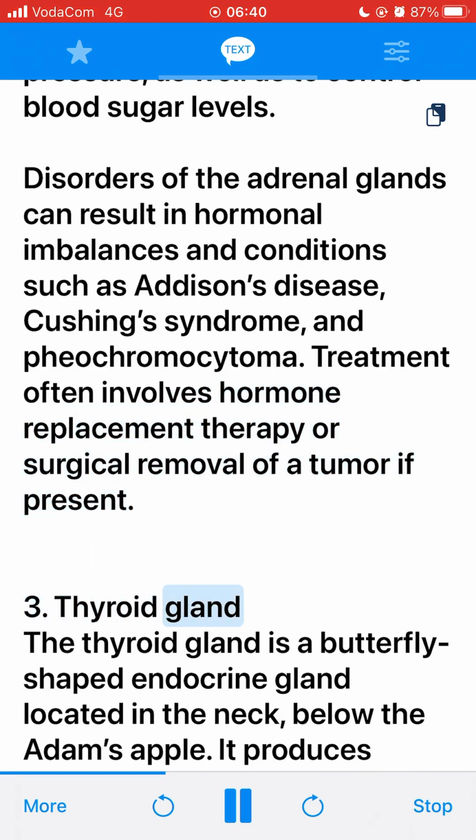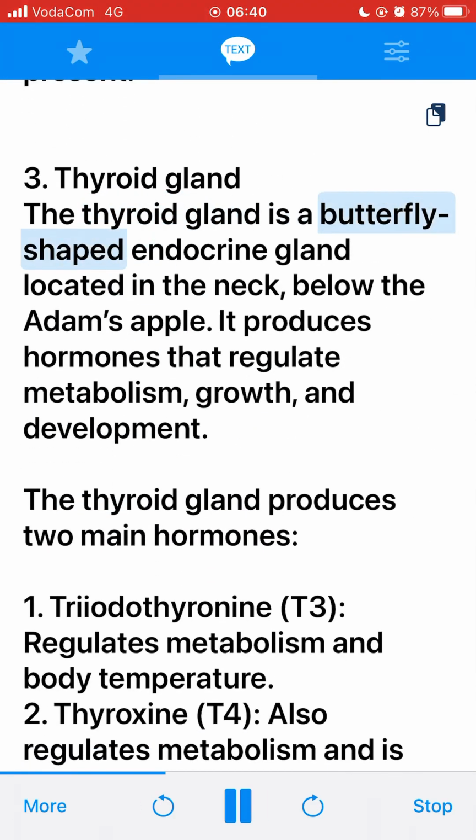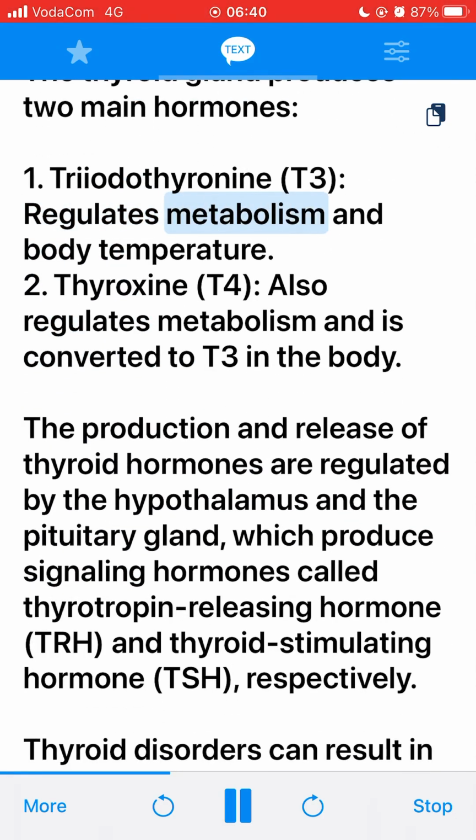3. Thyroid gland. The thyroid gland is a butterfly-shaped endocrine gland located in the neck, below the Adam's apple. It produces hormones that regulate metabolism, growth, and development. The thyroid gland produces two main hormones. 1. Triiodothyronine, T3, regulates metabolism and body temperature. 2. Thyroxine, T4, also regulates metabolism and is converted to T3 in the body.